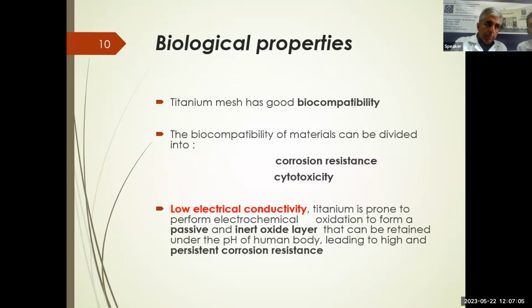What about biological properties? Titanium has good biocompatibility because of two issues: corrosion resistance and cytotoxicity. Titanium has no cytotoxicity and no metal particle release. Low electrical conductivity causes a passive, inert oxide layer over the titanium mesh that can be retained under the human pH environment, leading to high and persistent corrosion resistance.